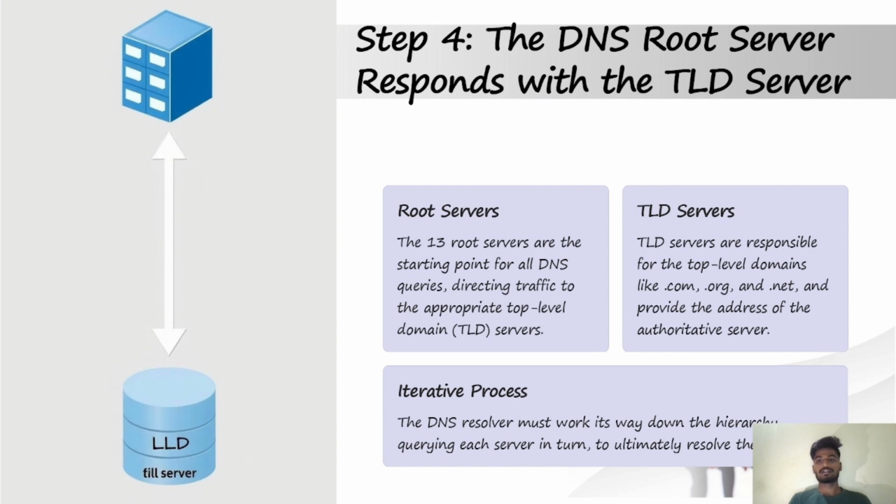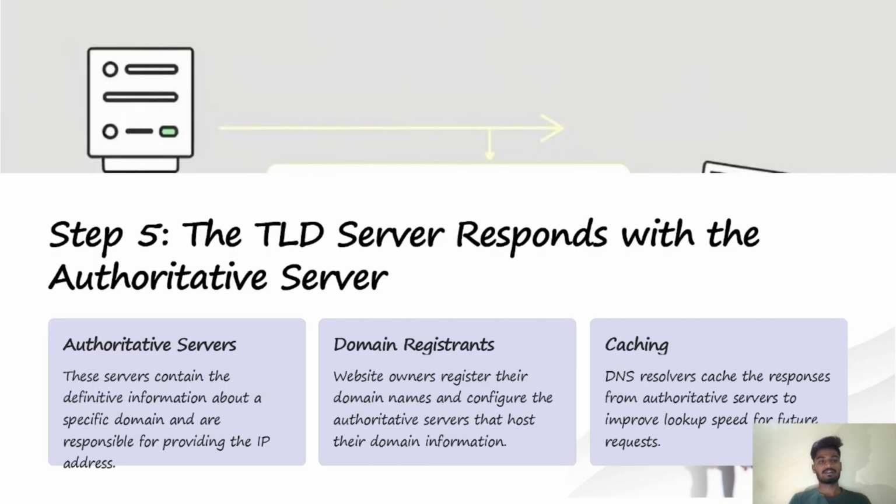Step 4. The DNS root server responds with the TLD server. Root servers. The 13 root servers are the starting point of all DNS queries, directing traffic to the appropriate top-level domain servers. TLD servers. TLD servers are responsible for top-level domains like .com, .org (organization), and .net, and provide the addresses of the authoritative servers. Iterative process. The DNS resolver must work its way down the hierarchy, querying each server in turn to ultimately resolve the IP address.